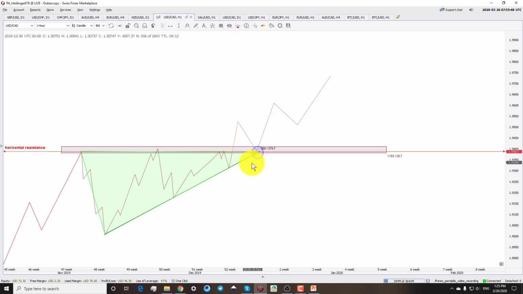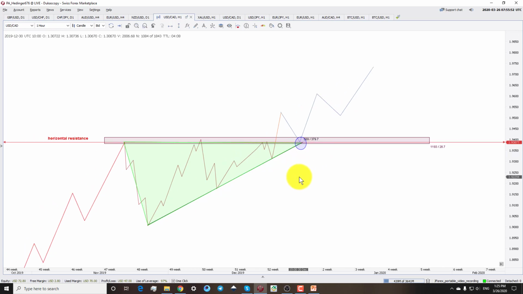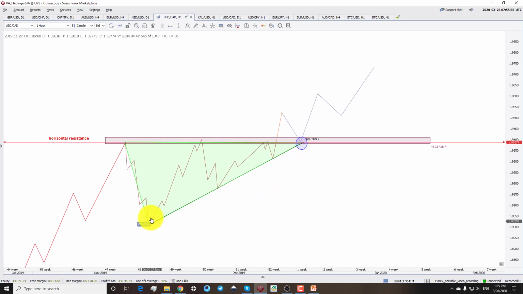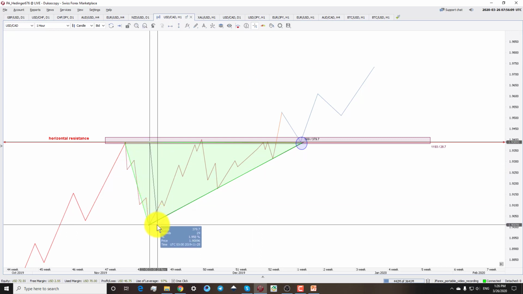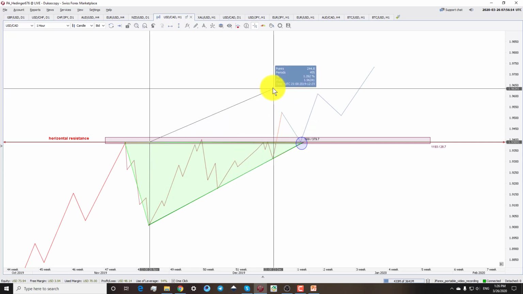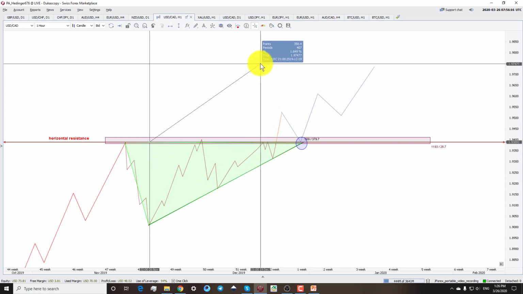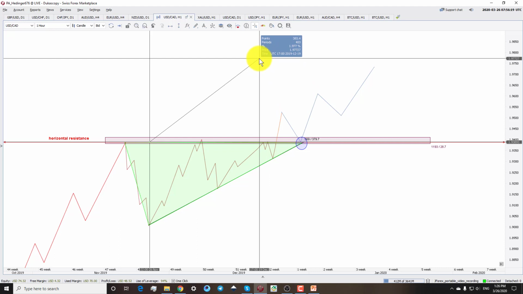Your stop loss will be below this trend line, below this horizontal line, and then your take profit target. Now what is the take profit target? It is whatever is the widest part of this triangle. The widest part here, in this case, from this horizontal line to this area, is 379, roughly 380 points. So we will go and mark an area which is 380 points away.